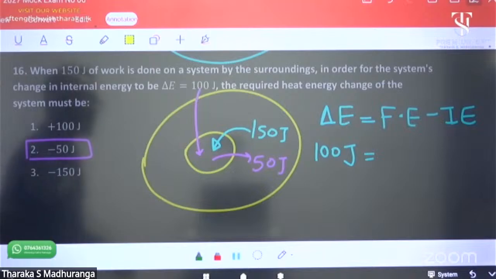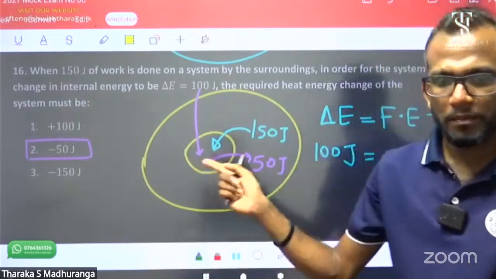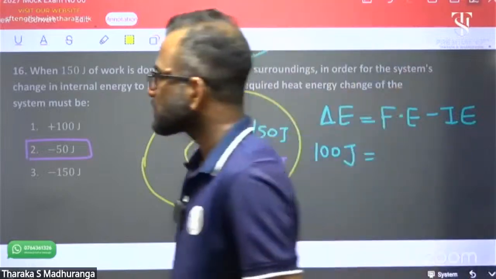Okay. To get the internal energy change of 100, 50 joules must be lost from the system.